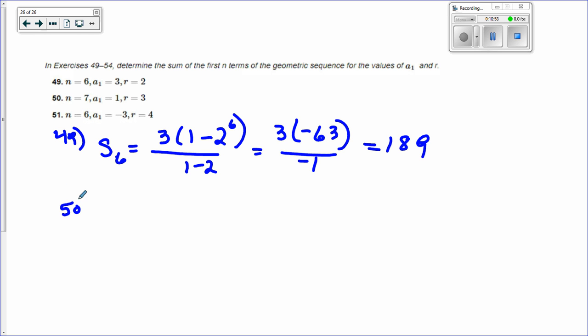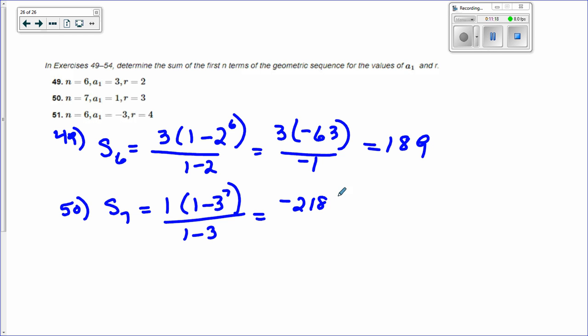Okay, so for 50, they want you to sum the first 7 numbers, so S sub 7. The first number is 1. 1 minus 3 to the 7th over 1 minus 3. So 1 minus 3 to the 7th is negative 2,186. That 1 in the front doesn't do anything. This is negative 2, and I got 1,093.